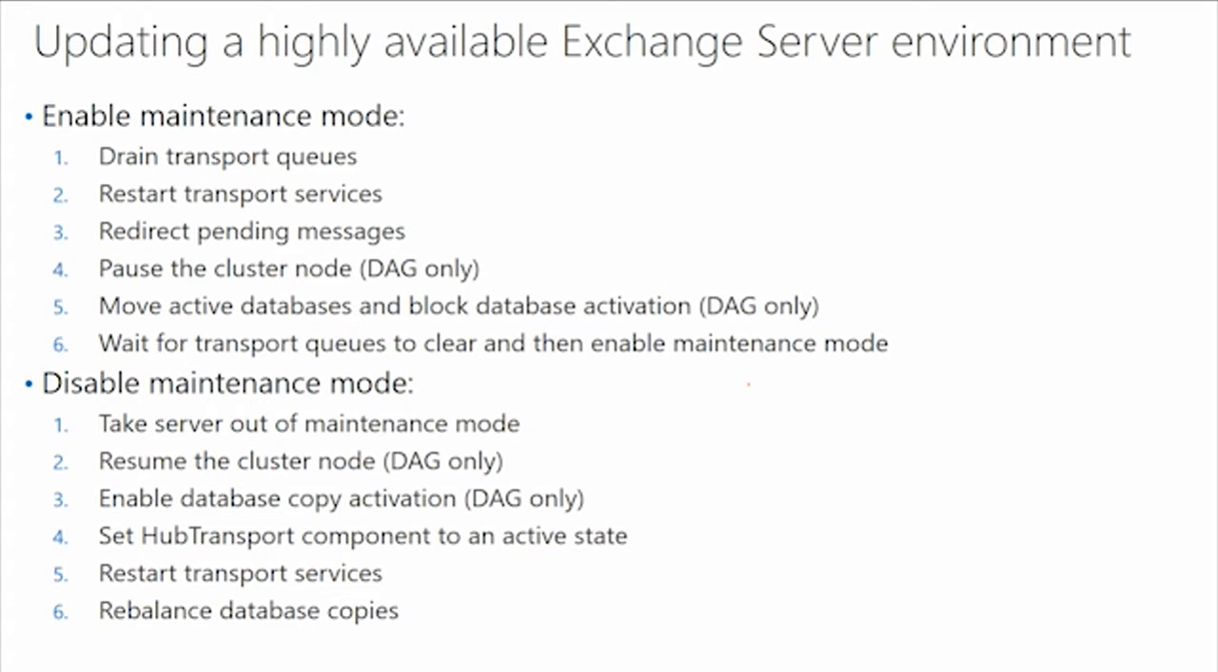I assume there's differences between doing this procedure on a standalone server versus a member of a DAG? Yeah. So when you do maintenance, you have to enable maintenance mode. When you enable maintenance mode, it will drain all the transport queues. It will then restart the transport services and deliver all the messages. It will pause the cluster node. It will move all the cluster databases to other servers, so that's running on other servers. It will wait for the transport queues to clear completely, and then it will be in maintenance mode. And then you can patch that server.